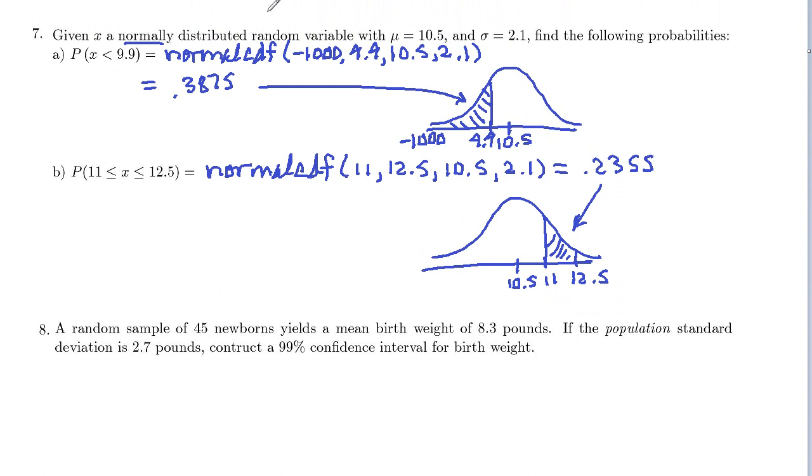So again, if I give this as a word problem, you want to look for these words here, normally distributed. I have a normally distributed random variable. So I could say, for example, I have birth weights that are normally distributed. The mean birth weight is 10.5. The standard deviation is 2.1. What is the probability that a birth weight's less than 9.9 pounds? Or what is the probability that a birth weight is between 11 pounds and 12.5 pounds? So that's how that would be asked in the context of application.